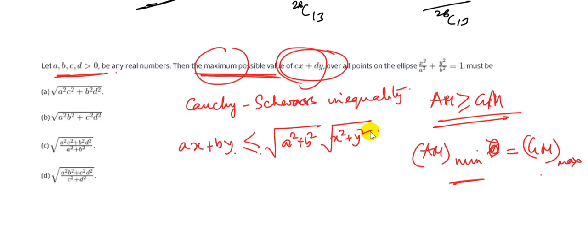So this is very similar to AM greater than or equal to GM, but AM-GM basically involves two numbers. Here it involves four. So this is the concept based on which this is given. Now I have given you the hint, now tell me how you are going to approach this.